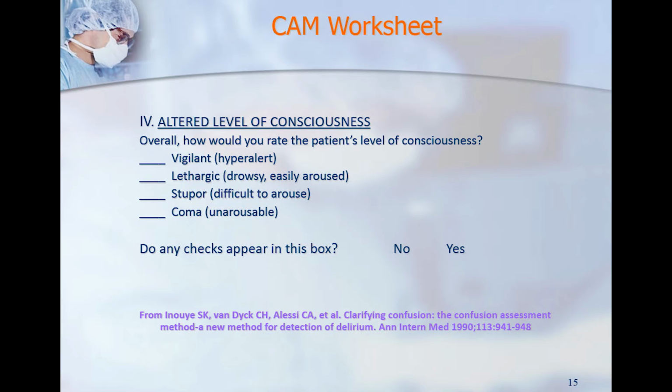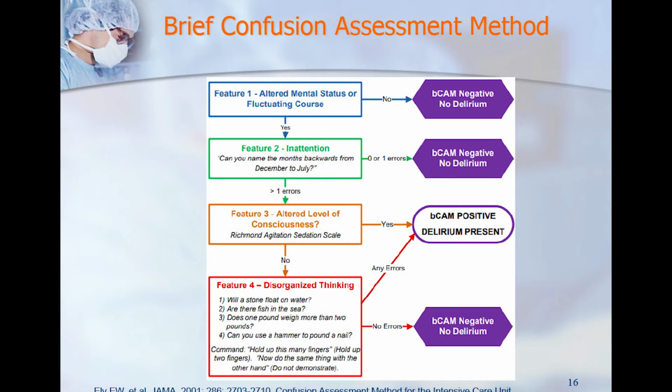So you need to read: is it hypervigilant, vigilant, lethargic, or difficult to arouse? Yes or no? After that, you can finish the CAM. The problem is that the CAM needs to be printed out, so there's a good substitution, especially digitally. I will share the link later on. It's a brief confusion assessment that you can do on your iPhone or smartphone. There's a link, I will share it.